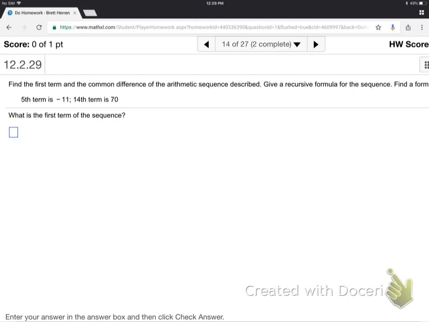Fifth term is negative 11. 14th term is 70. So write the A sub n formula twice. A n is A1 plus n minus 1 d. So write it twice like we did the last one. Plug in the 5 for n, right? The ordinals are in. 5th, that's n. 14th, that's another n. Write your two equations with your two letters, your A1 and your d. And solve them both.